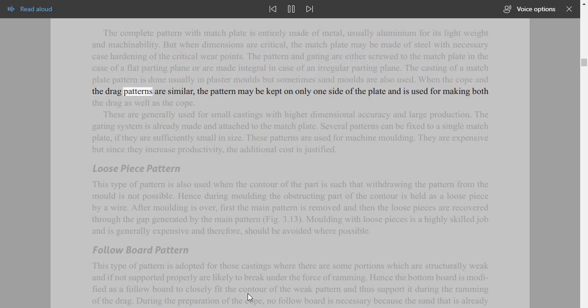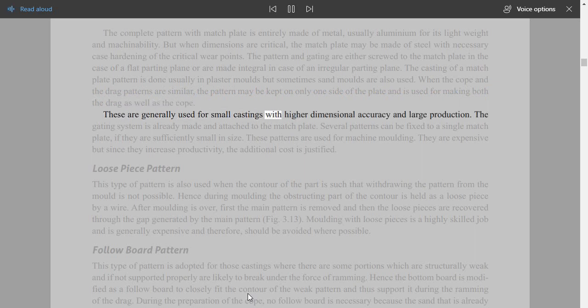When the cope and the drag patterns are similar, the pattern may be kept on only one side of the plate, and is used for making both the drag as well as the cope. These are generally used for small castings with higher dimensional accuracy and large production. The gating system is already made and attached to the match plate.